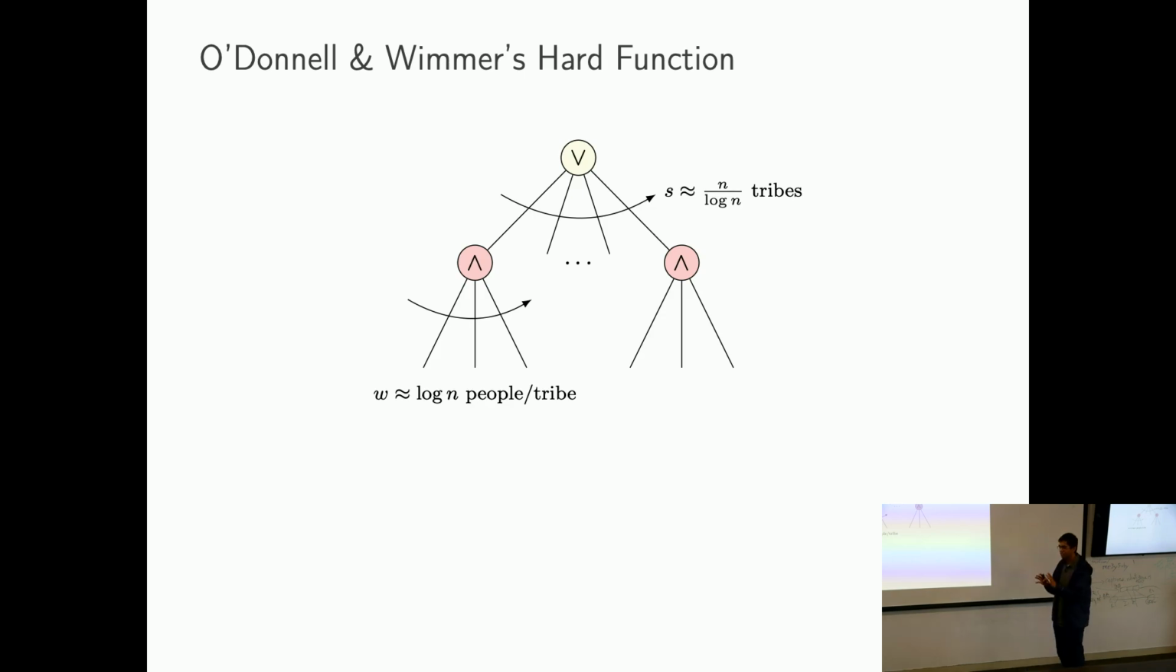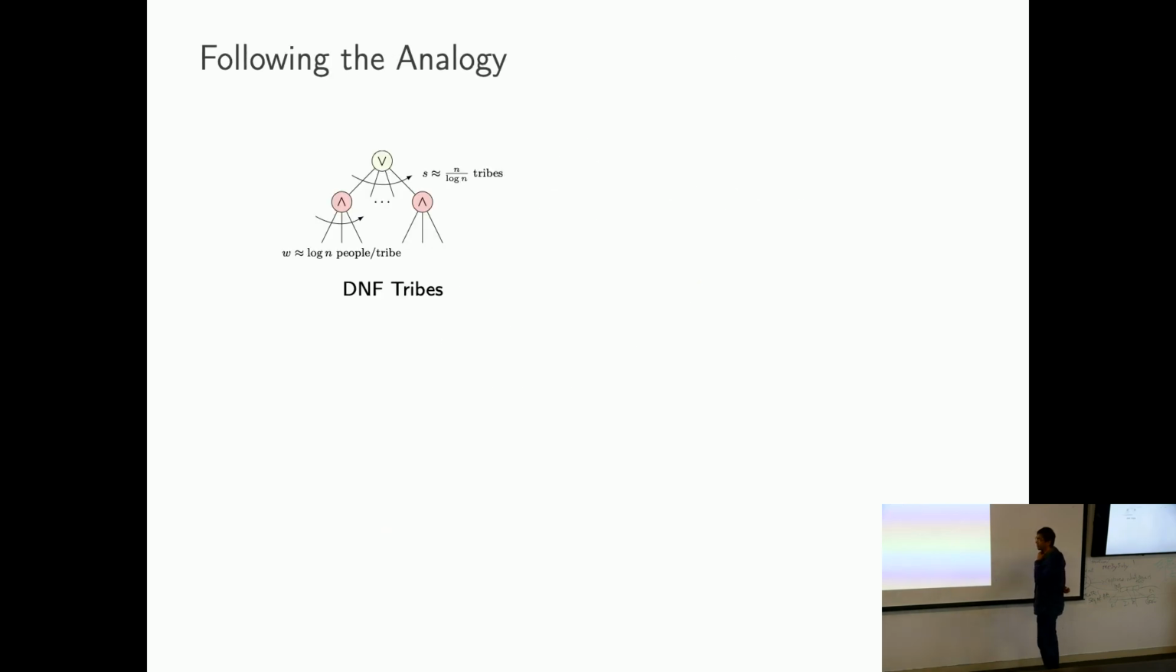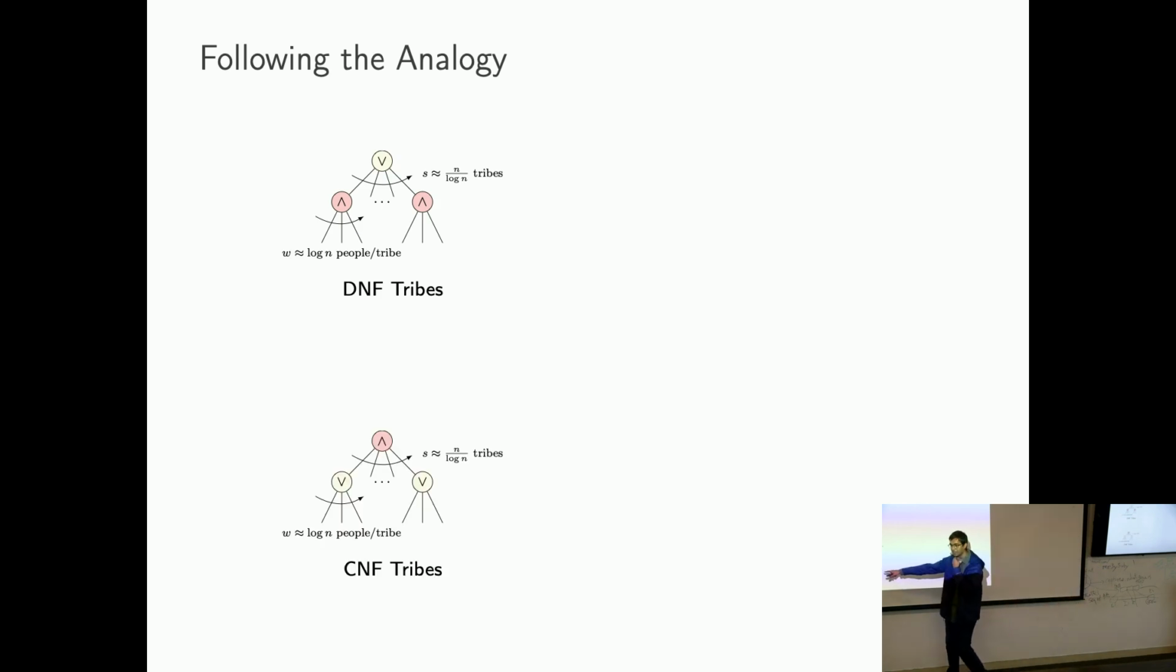But again, the analogy tells you how to go from an AND of ORs to a convex set, kind of. There's no precise connection, but it kind of tells you how to go from an AND of ORs to a convex set. And so we're going to try to go from an OR of ANDs to a convex set. It's DNF tribes. And there's a natural thing to try. So here's DNF tribes. CNF tribes is the function we kind of know how to think about. Again, the only difference is you have an AND on top here, this is OR over there, and OR here and there. These two are what are called Boolean duals of each other.